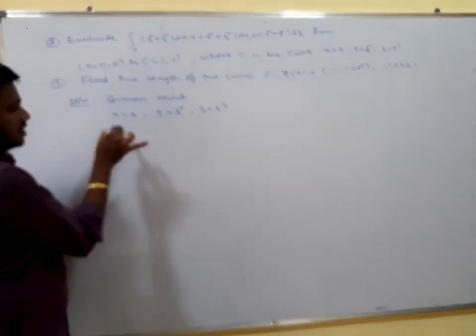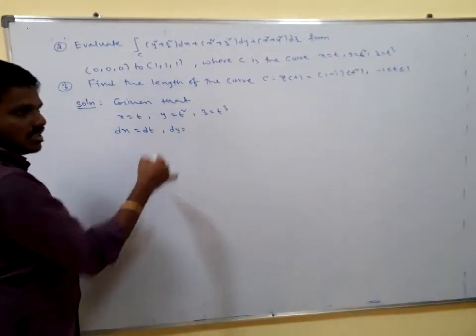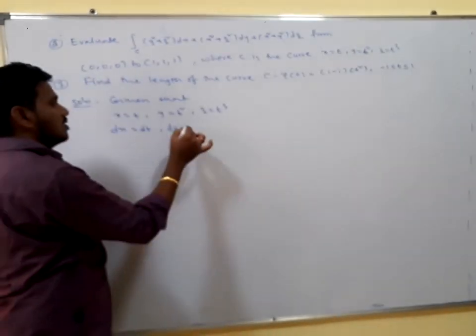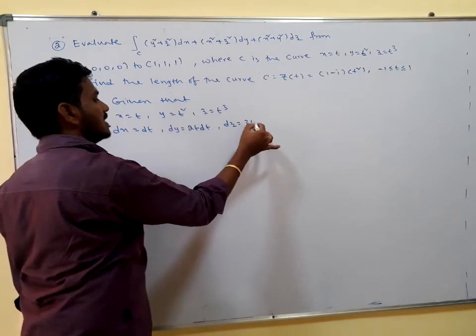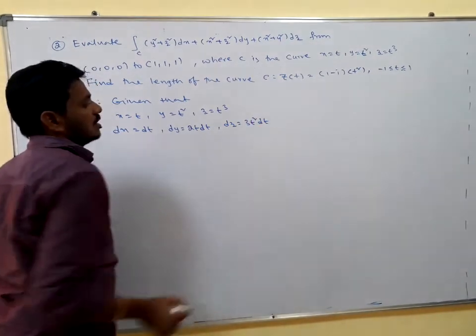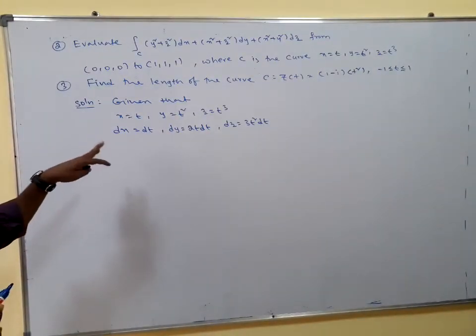Differentiating with respect to t, dx is equal to dt, dy is equal to 2t dt, and dz is equal to 3t square dt. Means we convert the problem in terms of t. Now we are going to find the limits for t.